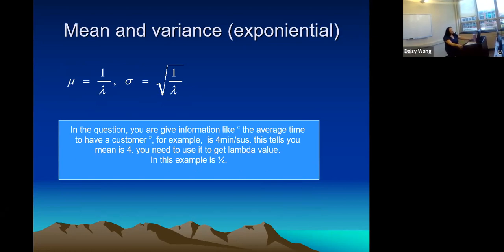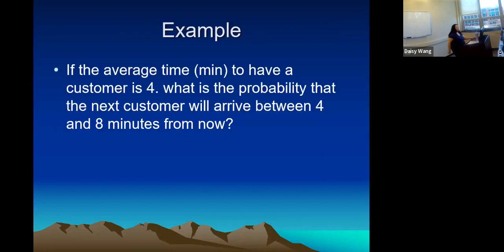So the average time to have a customer is 4 minutes. That means the mean mu is equal to 4. And then lambda in this case will be a quarter, right? Because mu is equal to 1 over lambda, so lambda is 1/4. So let's say the average time to have a customer is 4 minutes. What's the probability that the next customer will arrive between 4 and 8 minutes from now?